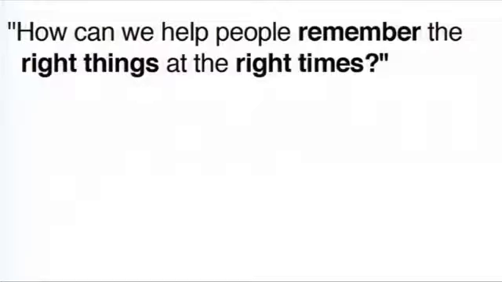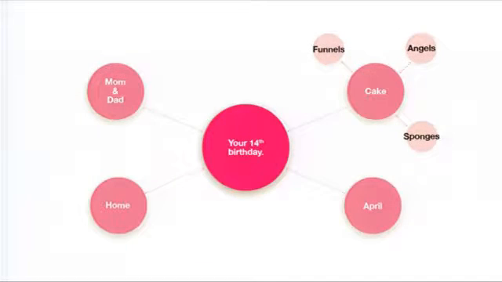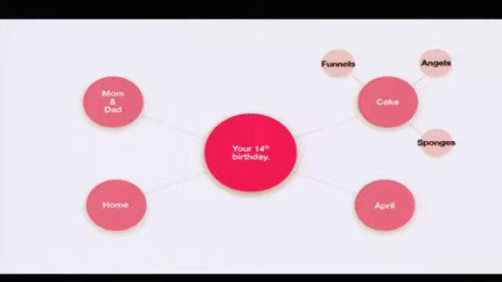So that led to the question of, how can we help people remember the right things at the right times? And our approach to this was to do some research into the psychology of memories. And so there we actually found this very interesting phenomenon called priming. The way priming works is every memory that we have exists in this web or network with other memories. If I'm thinking of my 14th birthday, naturally I'm going to be thinking about my family and presents and toys and obviously cake and the different types of cake. And each one of those memories then has its associated memories.